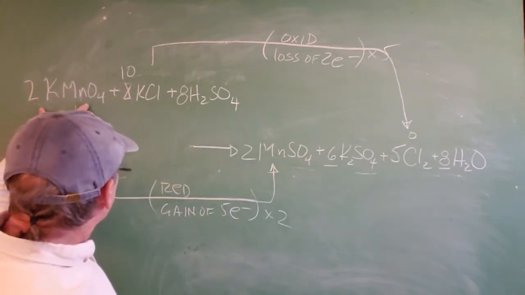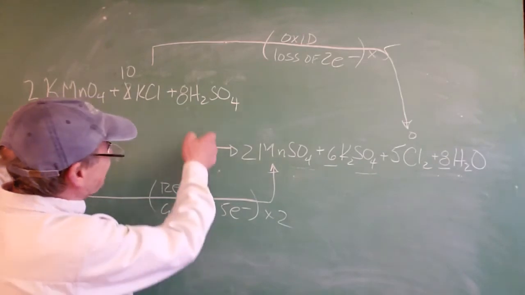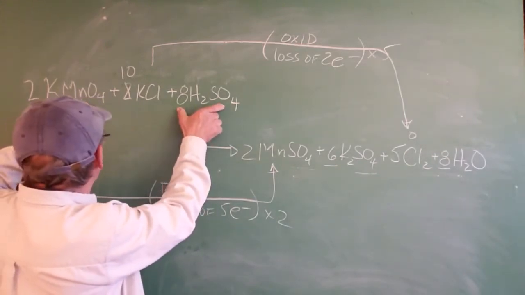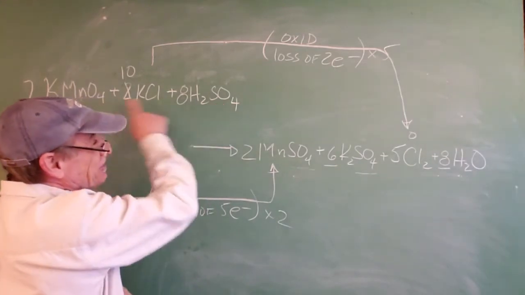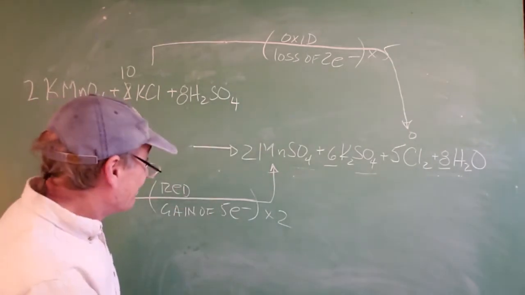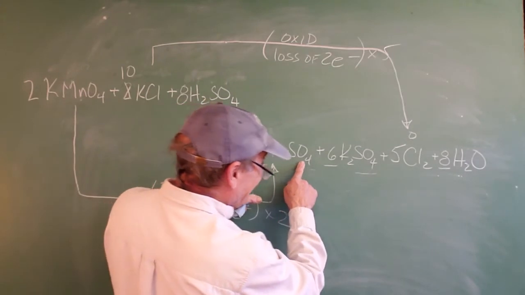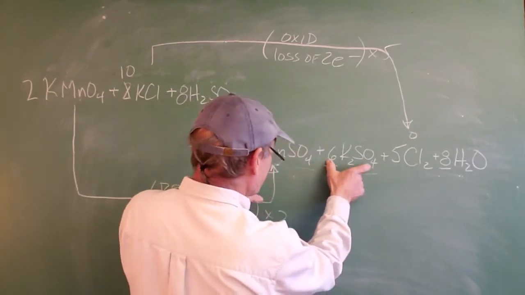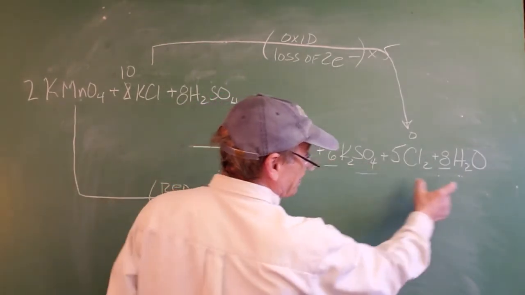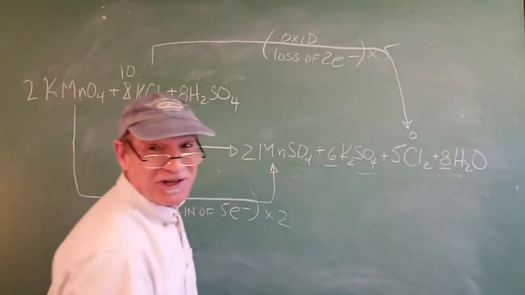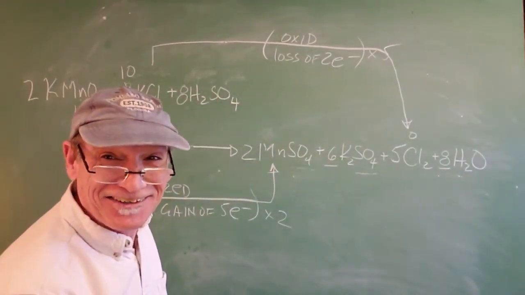Well, I've got 8 oxygens here. I've got 32 oxygens there. I've got 40 oxygens on this side of the arrow. Well, let's see if I've got 40 on this side. There's 8. Here's 6 times 4 is 24. That's 32. Oh, there's 8 more. That's 40 oxygens. Hot dog.